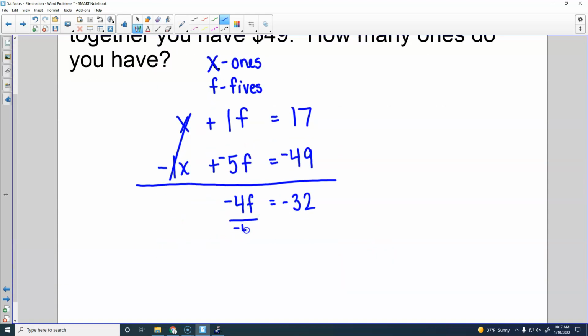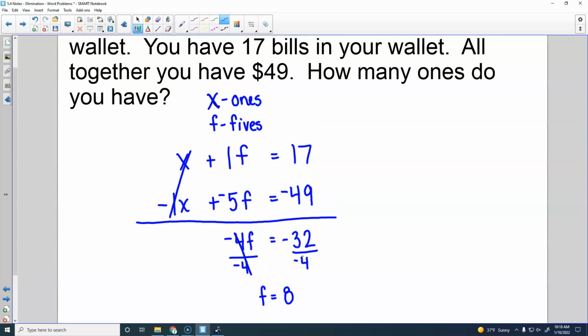And then last step, well, actually not really the last step. Last step of this part, we've got 8 $5 bills. All right, and so then we can plug that into one of the two equations. The top one's the easiest. X plus 8 equals 17. We subtract 8. So X will equal 9. What is my answer to this question? I have 9 ones. The X is my answer.